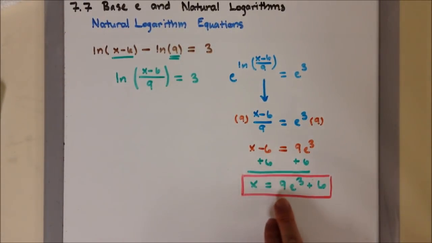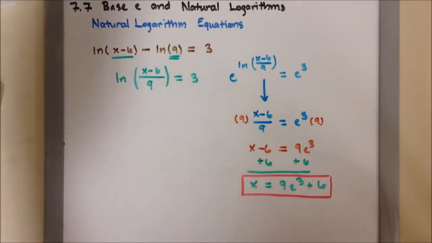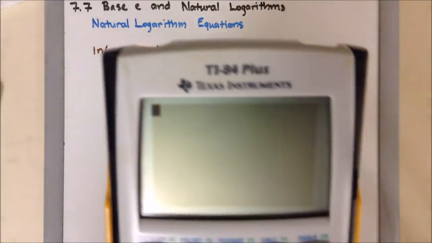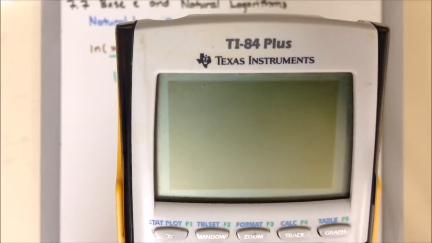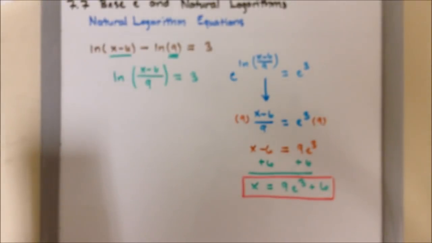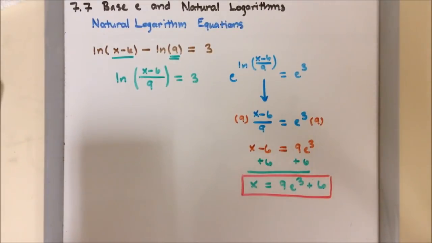So again, x equals 9e to the third power plus 6. But if you were working with calculators and you were trying to find the decimal value, so here's our scientific calculator. So first I'm going to input the e constant, e. Well, I don't have to because right now it's 9e to the third power plus 6.